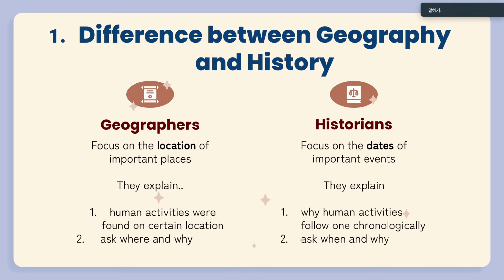Let's start with the first concept, the difference between geography and history. The German philosopher Immanuel Kant compared history and geography: geographers focus on the location of important places. Geographers explain why human activities were found in certain locations, and they ask where and why, whereas historians focus on the dates of an important event. Historians explain why human activities follow one another chronologically, and historians ask the questions of when and why.